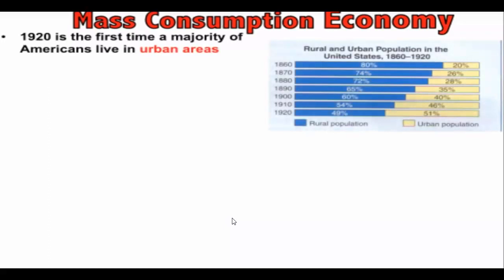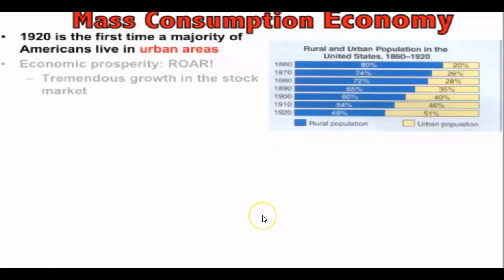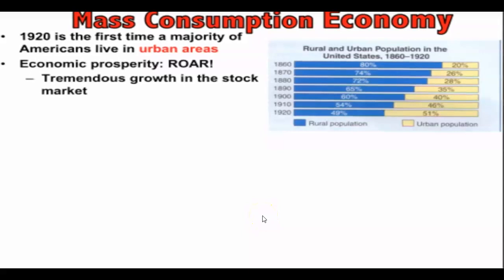Now, the 1920s, nicknamed appropriately the Roaring Twenties, is largely nicknamed the Roaring Twenties because of the economy. 1920 was the first time that most Americans are living in urban areas. Okay? Remember I told you that shortly after the Civil War into the Gilded Age, we start to see a shift, slowly but surely, of people moving from cities to the country. Or excuse me, from the country to the cities.